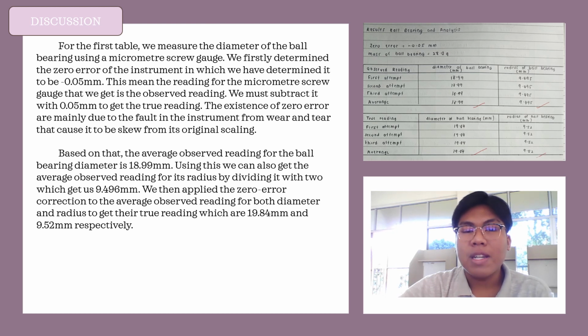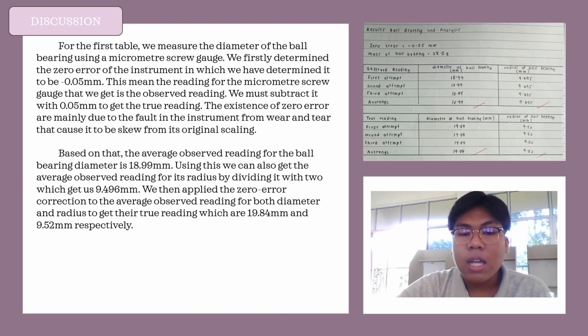Hi, my name is Muhammad Syamil Hazim bin Suhaimi. So next we will see the discussion. For the first table, we measured the diameter of the ball bearing using the micrometer screw gauge. We first determined the zero error of the instrument, which we found to be 0.05 millimeter. This means the reading for the micrometer screw gauge that we get is the observed reading. We must subtract 0.05 millimeter to get the true reading. The existence of zero error is mainly due to faults in the instrument from wear and tear that cause it to skew from the original scaling.